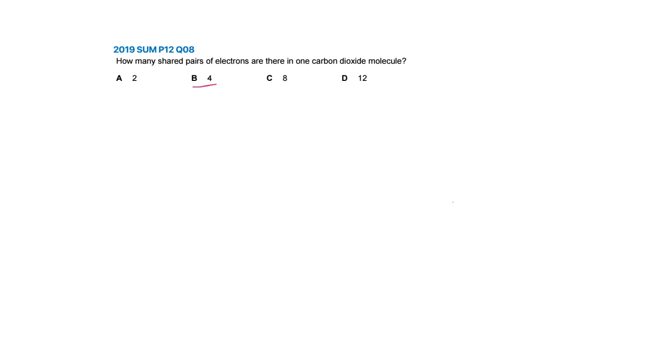How many shared pairs of electrons are there in carbon dioxide? Well, 4 and not 8, right? Because carbon has 4 bonds, 2 double bonds. Each double bond is 1 shared pair. And well, that's it. Answer is B.